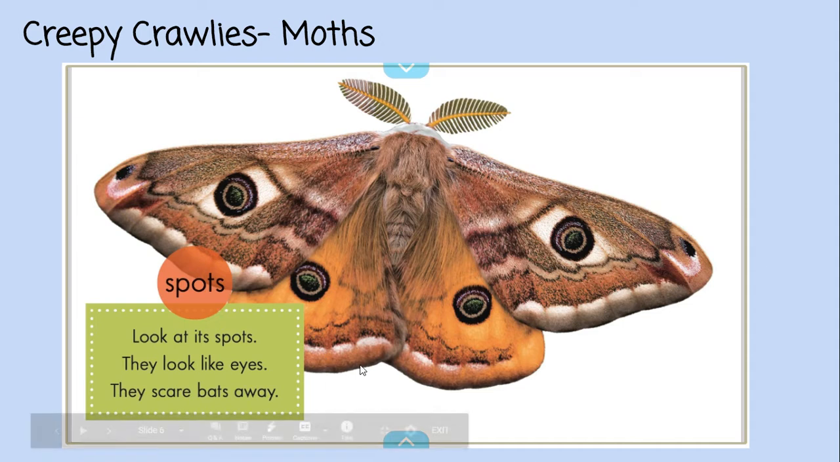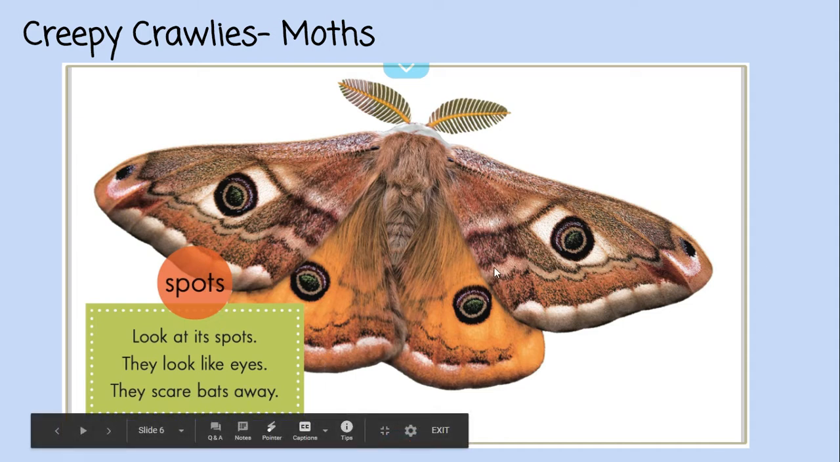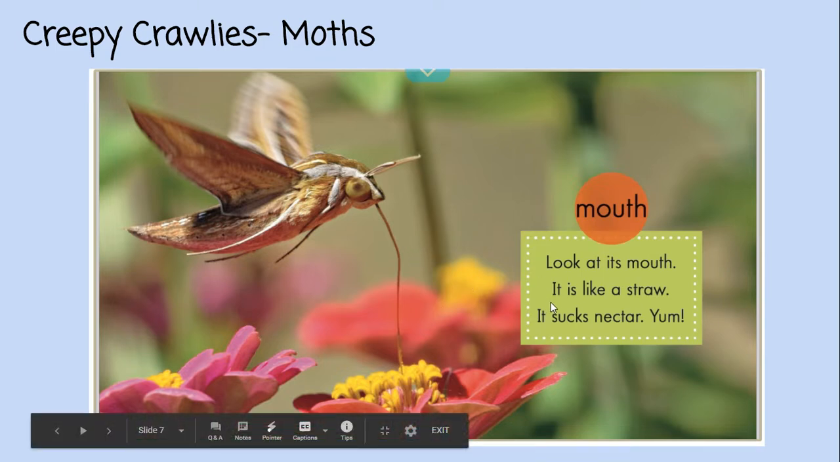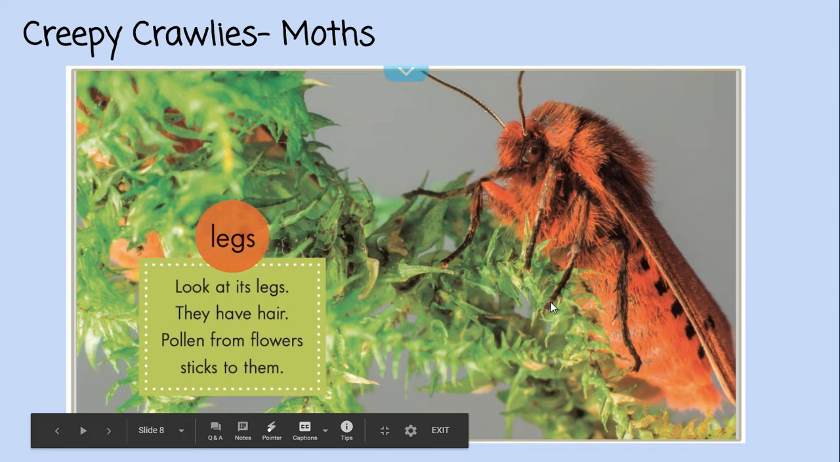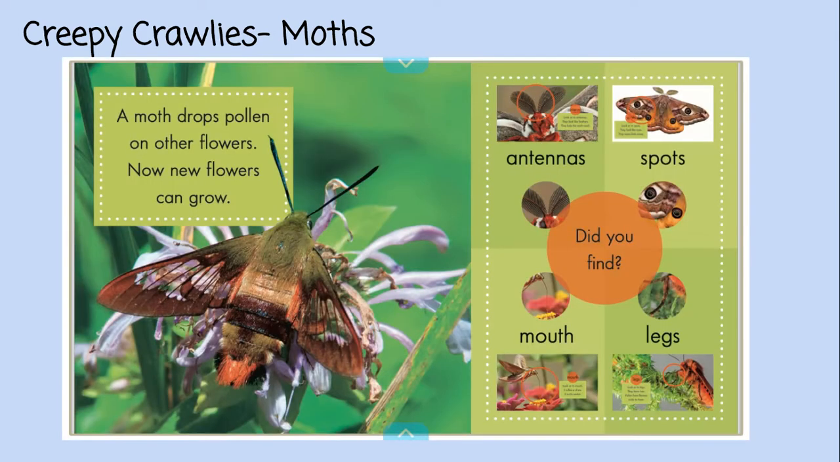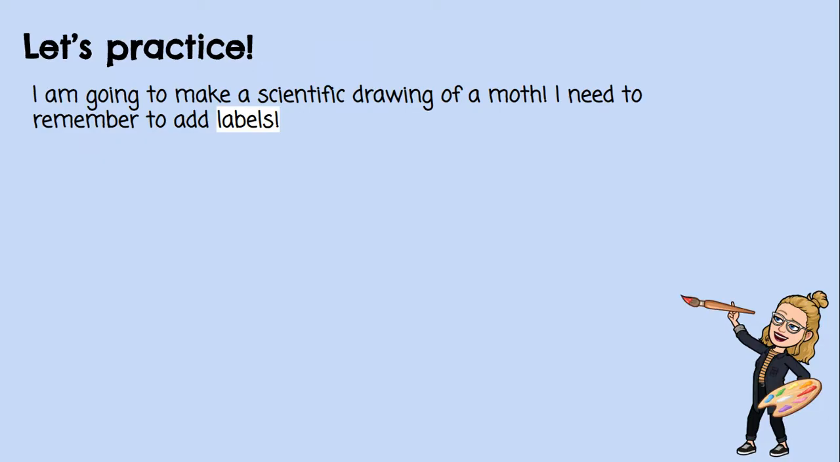This is also another text box that's talking about the spots that are on this moth's back. And the mouth, the hibiscus, the legs. I remember in our scientific drawing how we put yellow pollen on the legs. I think that I'm going to do that too in my scientific drawing. And then the moth pollinates other flowers. So that's kind of what it's going to look like at the end.